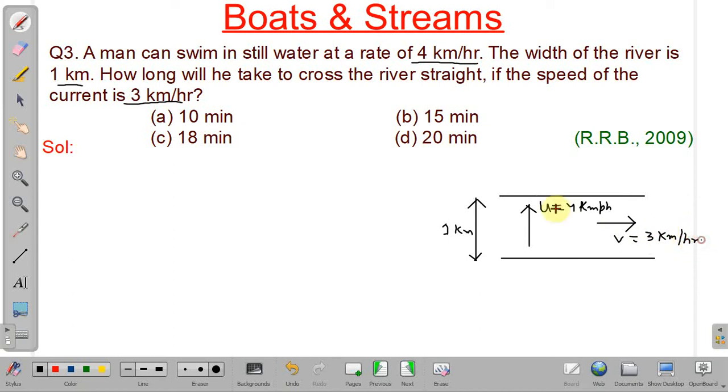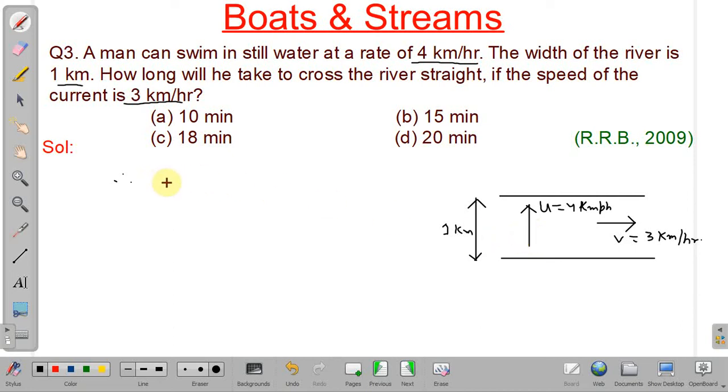Okay, now we have to find the time taken to swim the river and cross the river. If he is swimming in a straight direction, perpendicular to the stream, there will be no component of stream flow in the perpendicular direction. So the speed of swimming will be the same as the speed of swimming in still water.